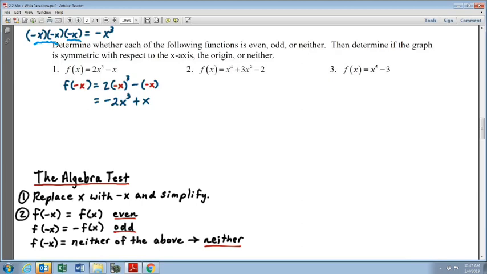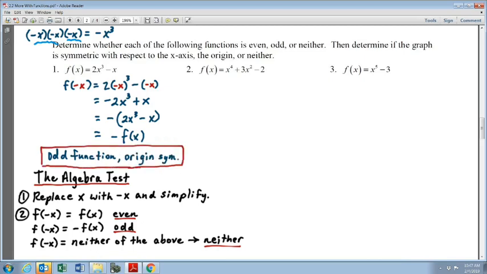So notice if you look at our terms, they're the opposite of what they were originally. We could factor out a negative. This is the opposite of 2x cubed minus x, which we could write as minus f of x. So this is the second case. This is going to be an odd function, and that means we have origin symmetry for this function. So without even looking at the graph, we know it's odd, and we know it's got origin symmetry.